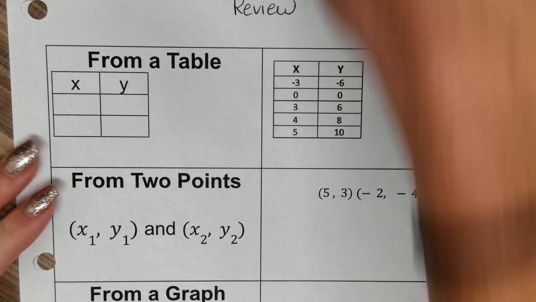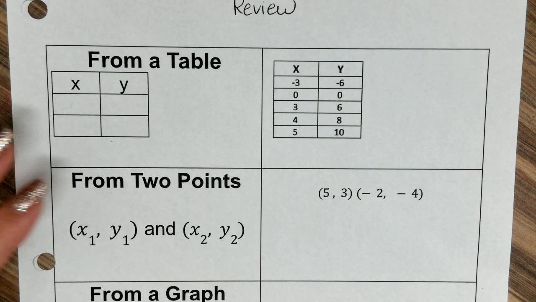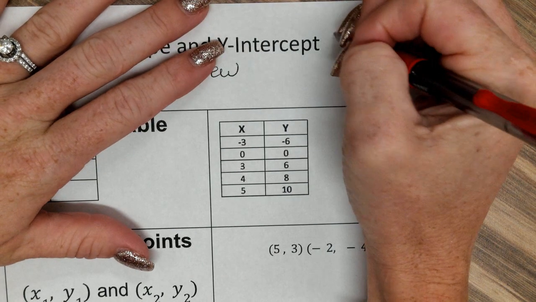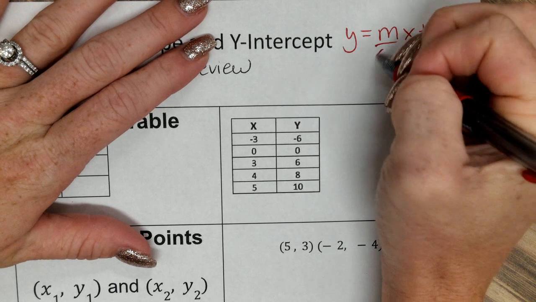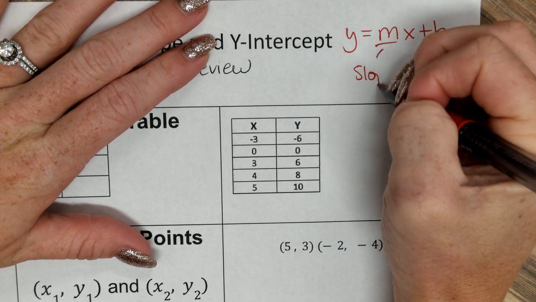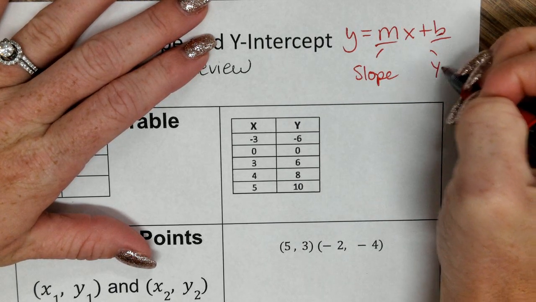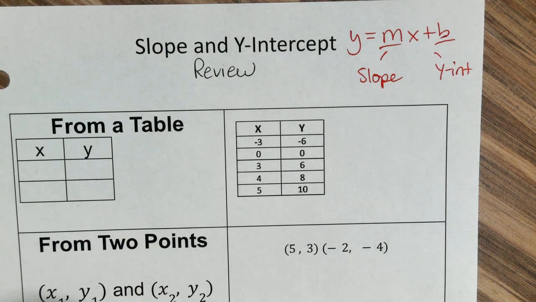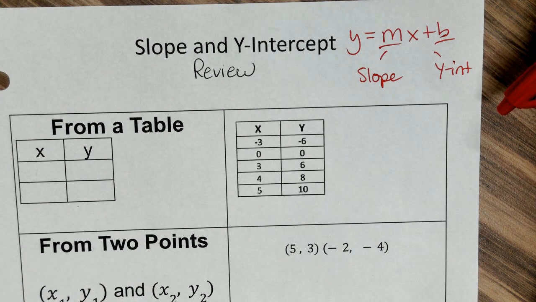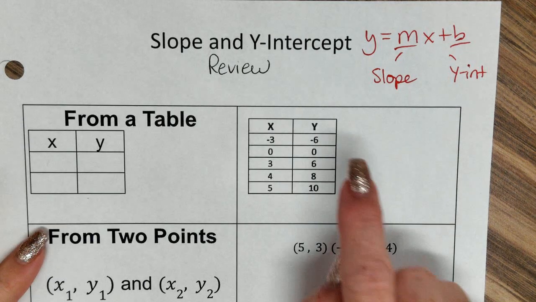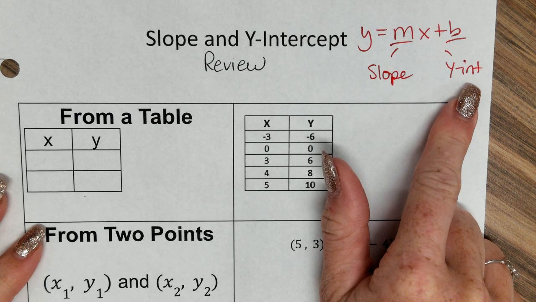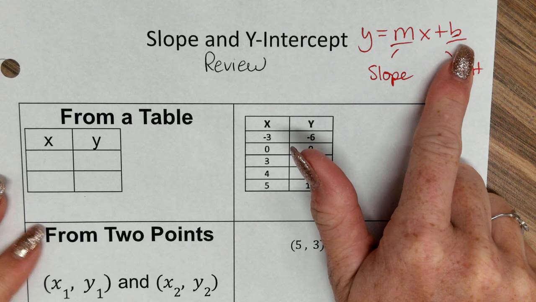All right, we're going to find slope and y-intercept. At the top, I want you to write y equals mx plus b. The m is the slope. The b is the y-intercept. In your answer, you can either label it slope and y-intercept, or you can label it m and b.